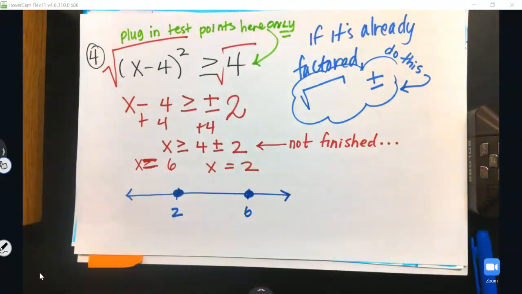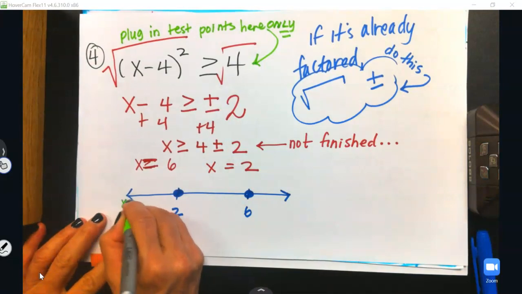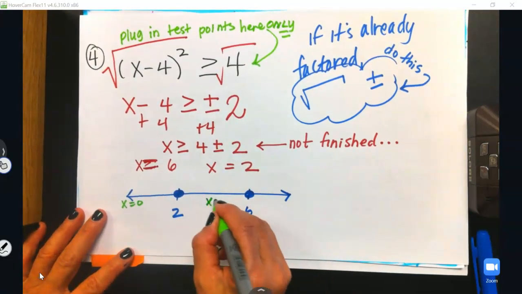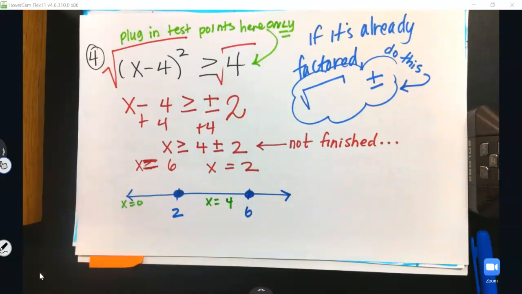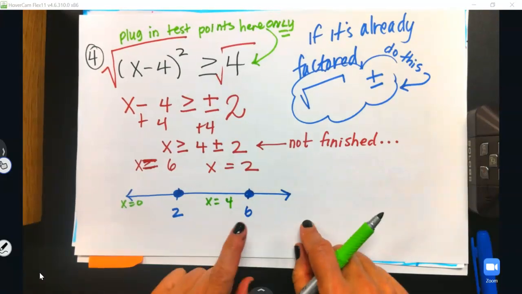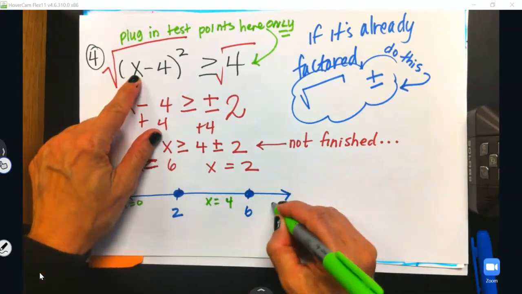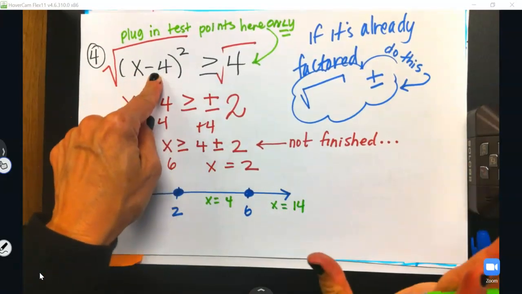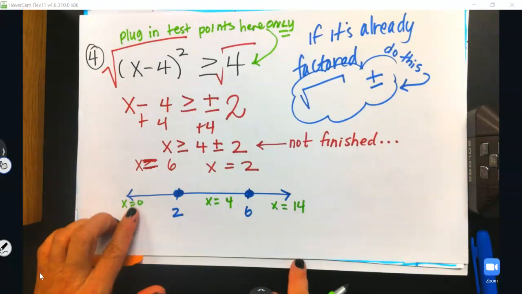All right, let's figure out what some test points are. Definitely x equals 0 over here. Between 2 and 6, I'm just going to do 4. Yeah, you'll probably just get 0. Higher than 6, y'all, I'm going to do x equals 14 because that's going to make it a 10 in there, which is going to be easy for me. Let me go back to the low side.